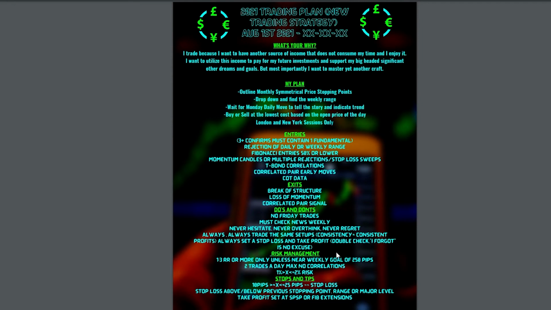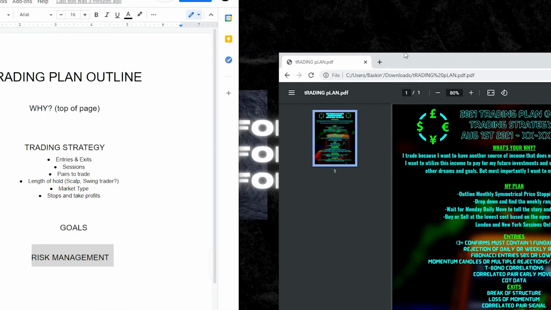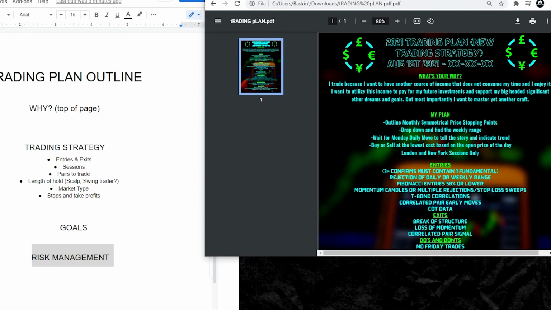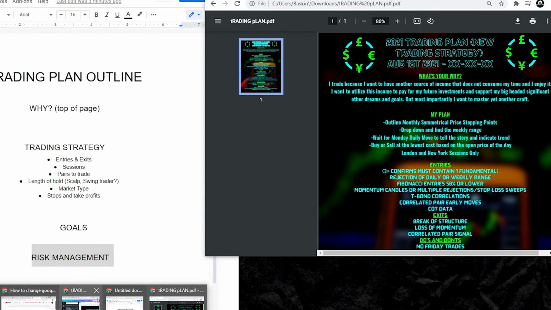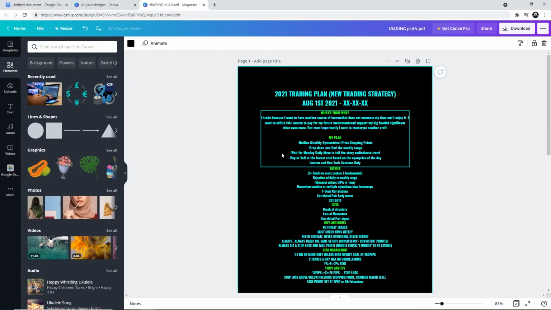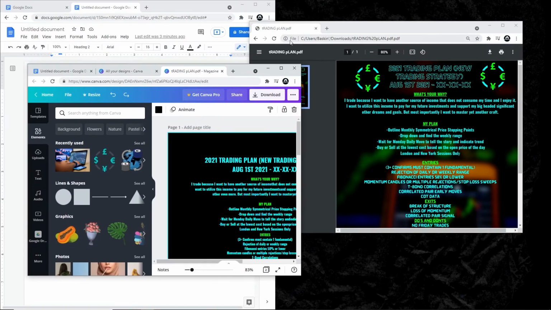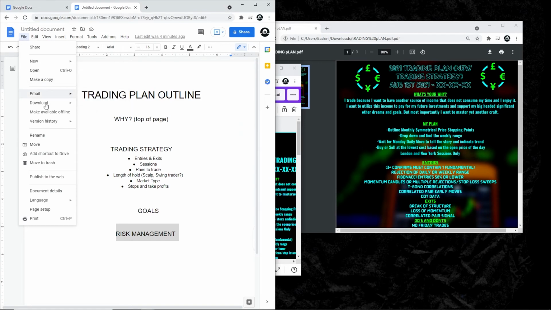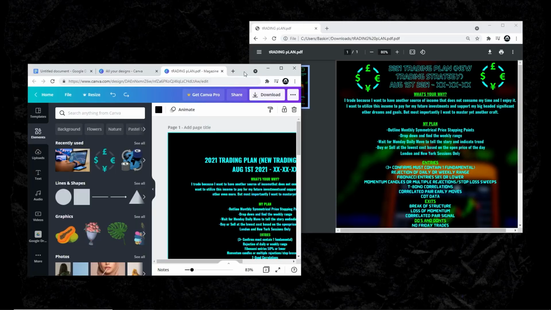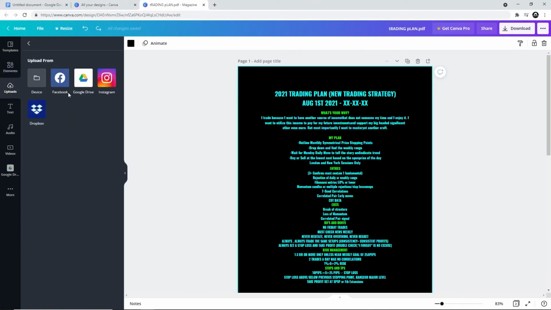Now, I created all of this inside of Google Docs. You might wonder how I got the background and everything, so I'm going to show you real quick. Basically, I just went to Canva, imported it from Google Docs, and you want to save your Google Docs as a PDF. When you save it, you just want to save it as a PDF. And then when you go into Canva, you want to upload the document, and it'll open like this.